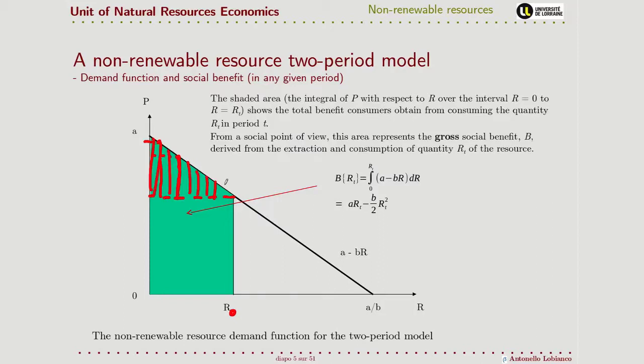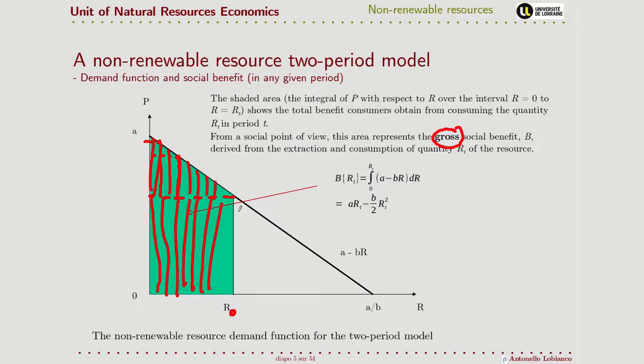For the extraction firms, it is the opposite. This is the market price. So the benefit for them, the gross benefit, this is why we are speaking about gross social benefits, is this area here, the marginal benefit. So we can interpret the total area under the curve up to the equilibrium point as the gross social benefit.